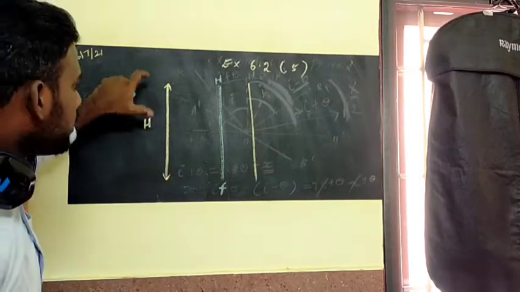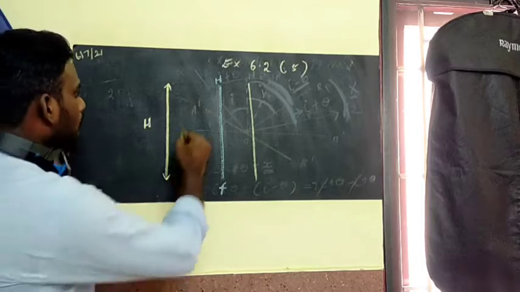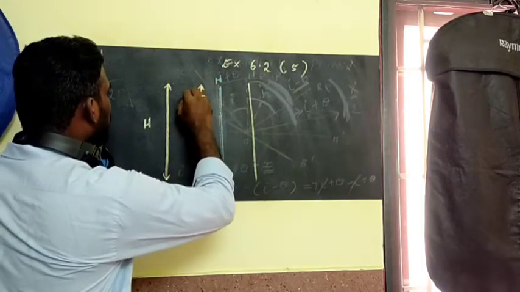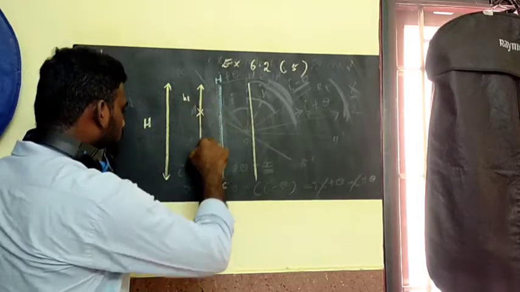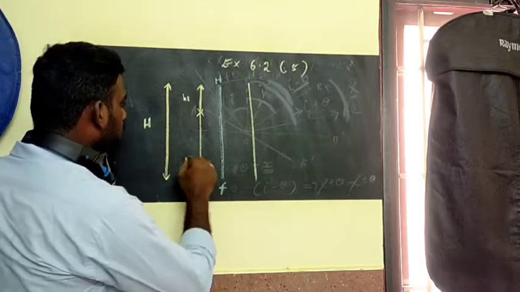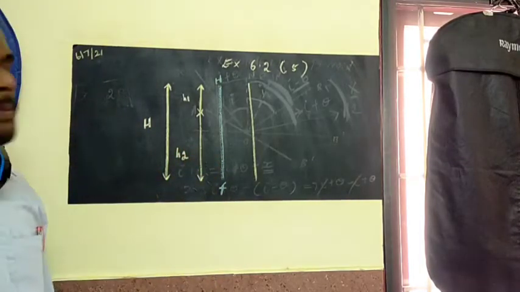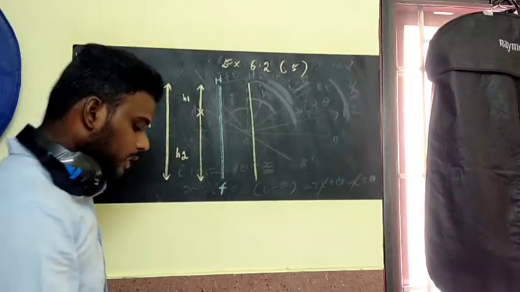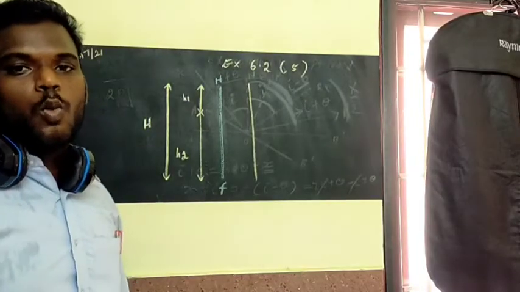Is it clear? I am going to divide this h into 2. Here you can say this will be h1 ma, and the remaining portion, till the leg, will be h2 ma. So we are dividing the human body into two parts: one is h1, one is h2. And we studied that in the plane mirror, the height of the object is always equal to the height of the image.